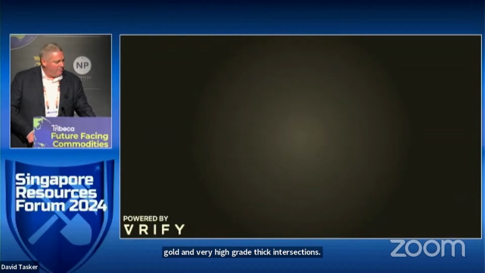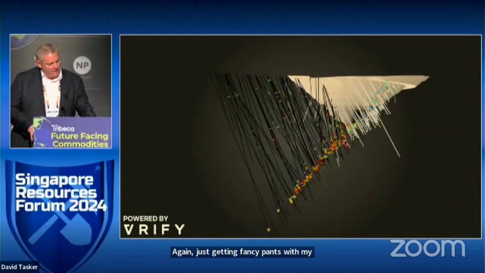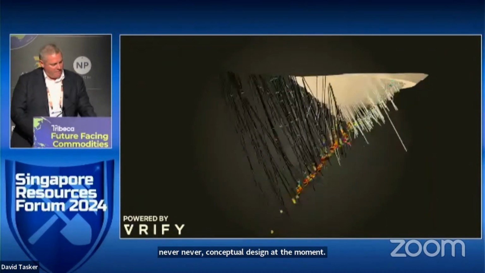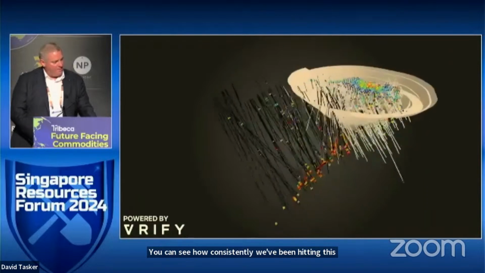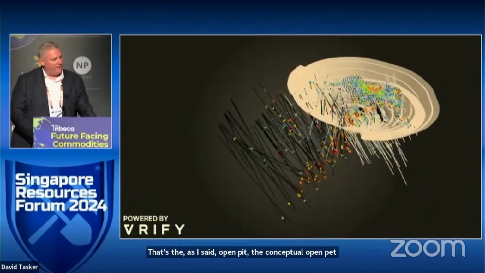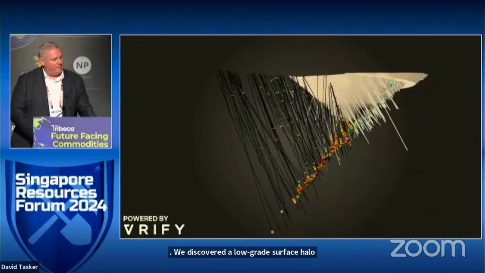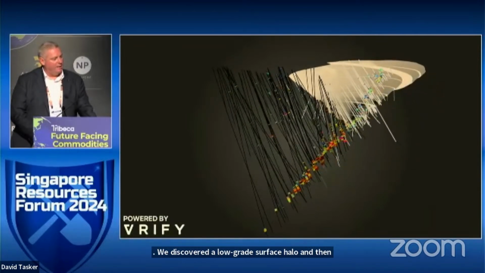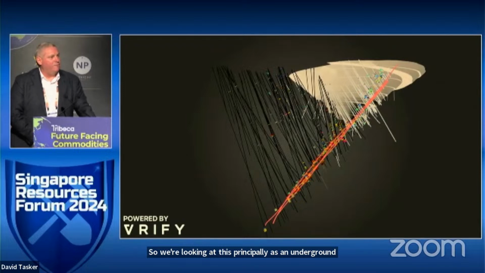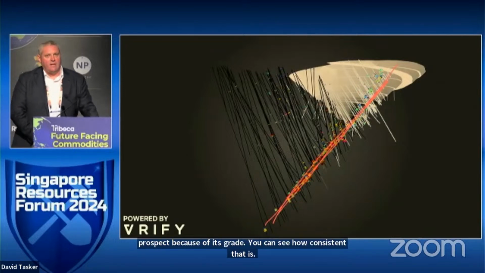Again, just getting fancy pants with my 3D. That's the Never Never open pit conceptual design at the moment. You can see how consistently we've been hitting this grade here. If I just spin that around, hopefully it doesn't drop out. That's the, as I said, conceptual open pit. We discovered a low-grade surface halo and then followed it down, and you can see that it becomes very, very linear as you go down underground. So we're looking at this principally as an underground prospect because of its grade. You can see how consistent that is. It makes engineers very, very happy when they see that kind of angle.